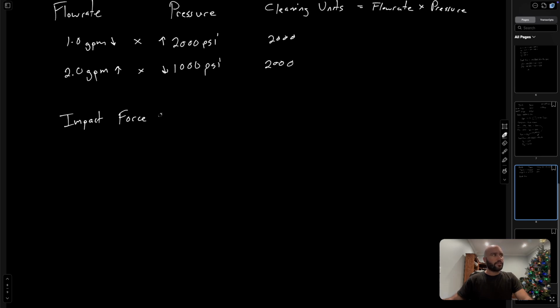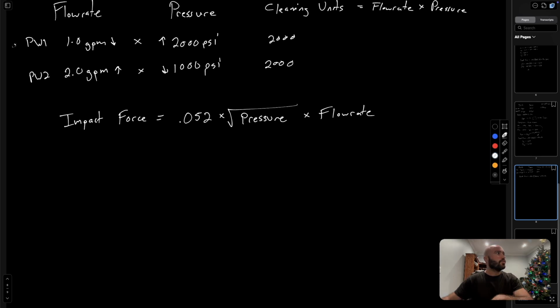So impact force equals 0.052 times the square root of your pressure times flow rate. Now, when you plug these numbers in, and we'll call these PW1 and PW2, okay? When you sub these numbers into the impact force equation, you get a difference.